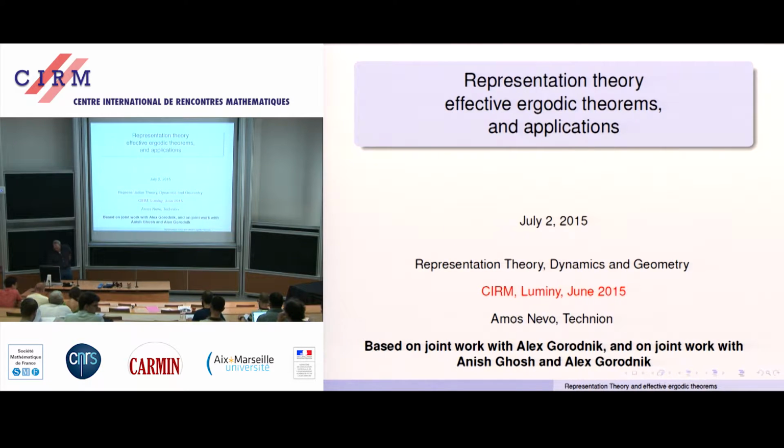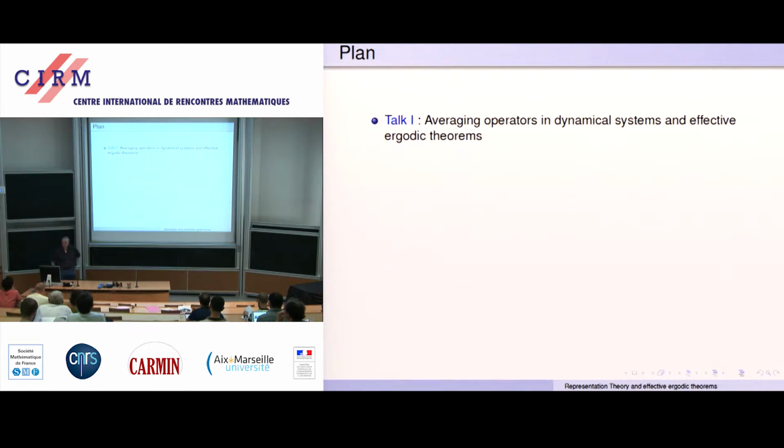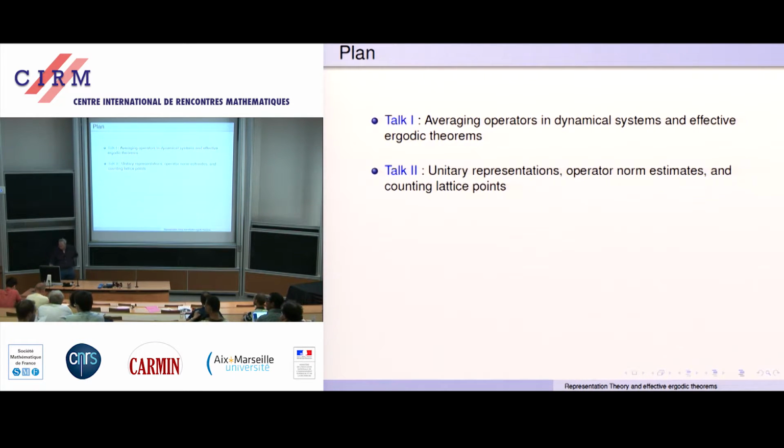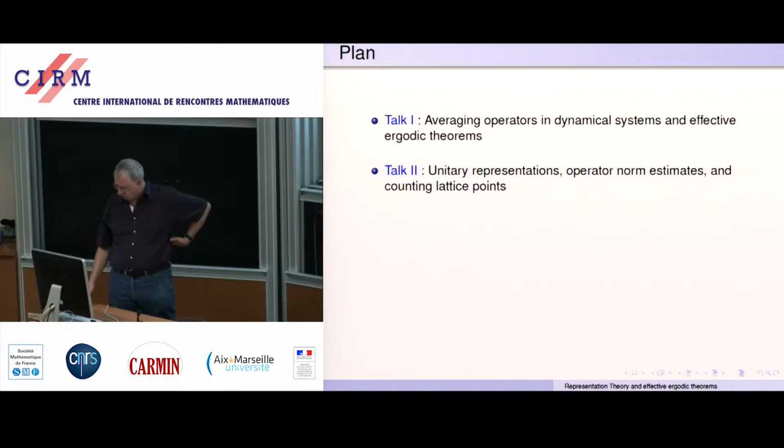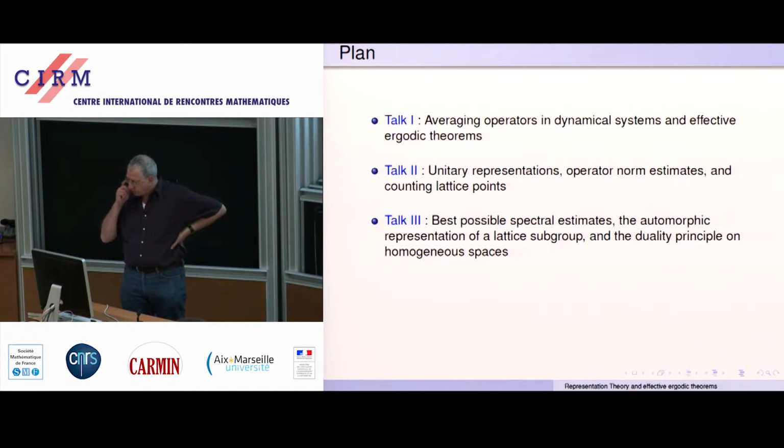Okay, so maybe it'll be good to recall what we've done and what we're planning to do. If you remember, we were discussing averaging operators in dynamical systems and effective ergodic theorems. We then talked about unitary representations, operator norm estimates, and counting lattice points. And in the third talk, we also gave basically a full proof of the counting lattice point problem and an indication of the proof of the effective ergodic theorems.